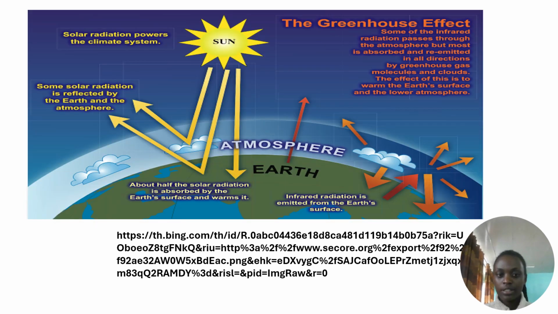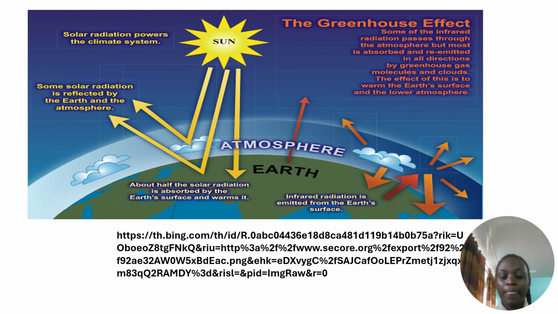So let us move on. Solar radiation tells us about how the light rays come from the sun and then reach the earth, as some rays reach the earth and then reflect back to the atmosphere.